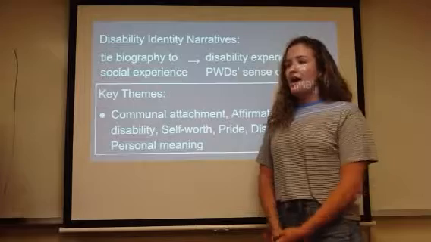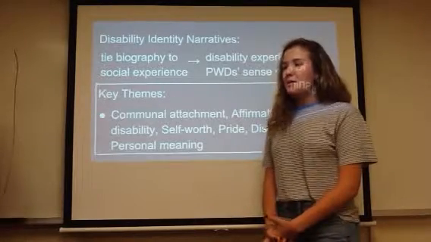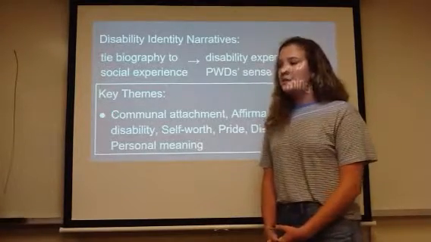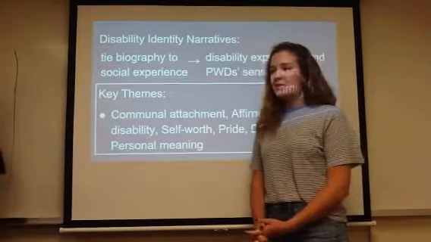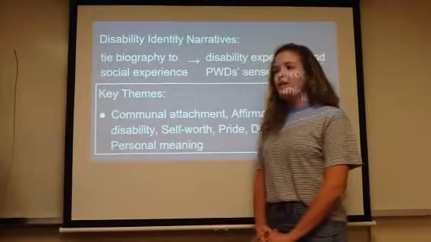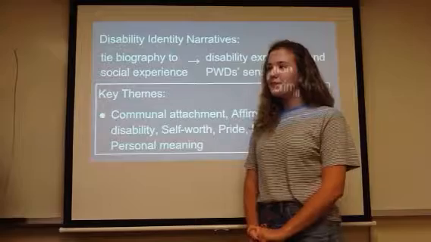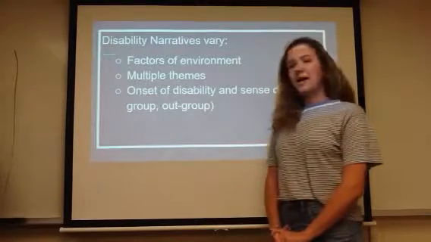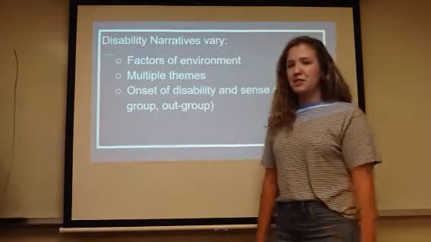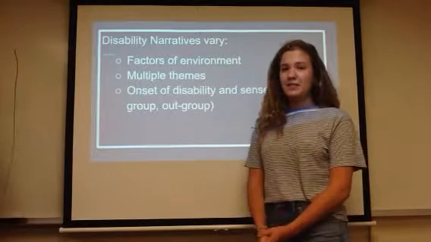So some key themes that are brought up in this chapter about disability identity narratives are communal attachment, affirmation of disability, self-worth, pride, discrimination, and personal meaning. So it's also important to note that these factors are different from person to person. They vary incredibly on an individual basis.